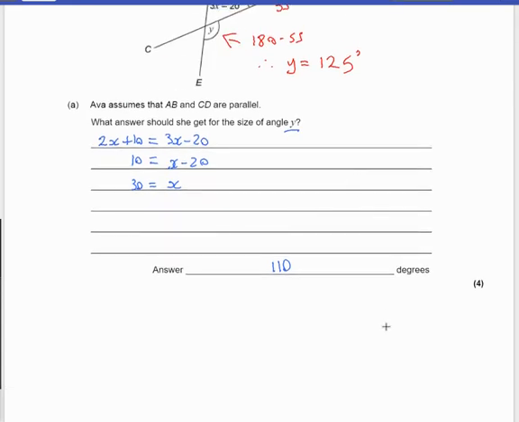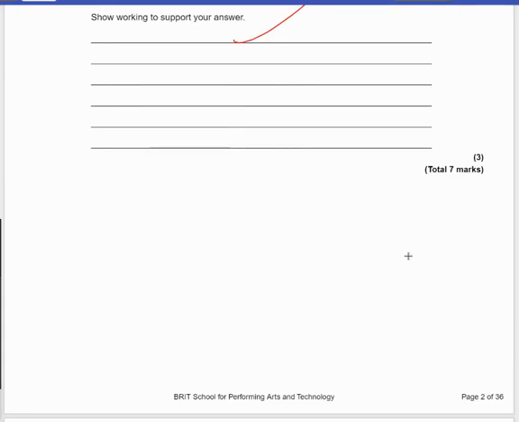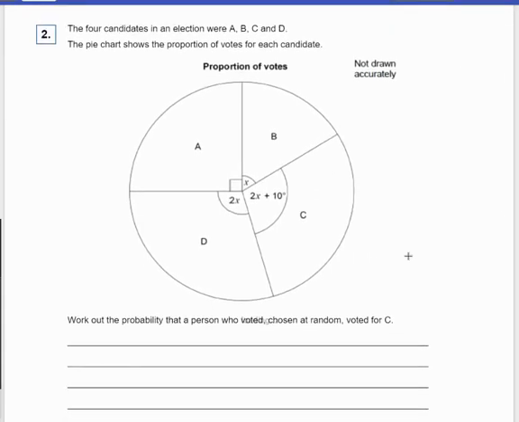Okay, not there, but like all the way up here. This is our working out for that question. And that's it. Let's go on to the next question.